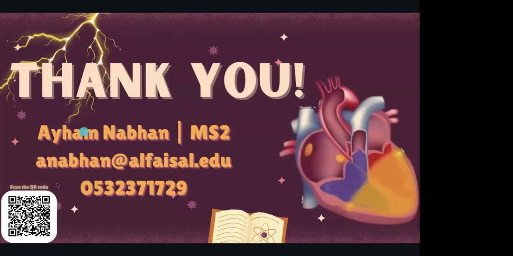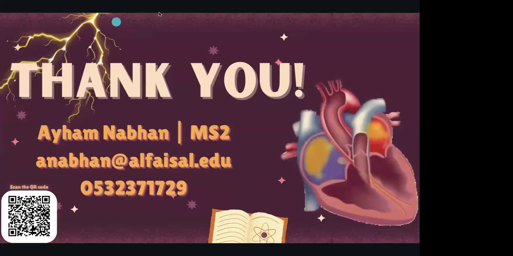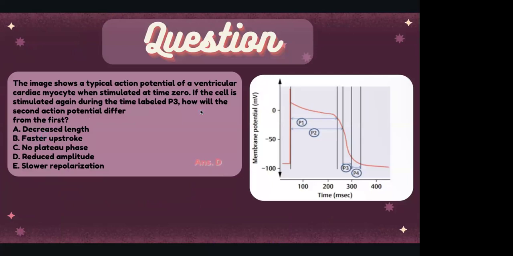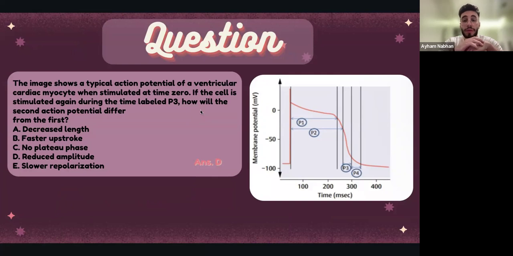Yes, I have a question. Yeah, sure. Could you go back to the question before, please? This one? Yes. What if the second stimulation was stronger than the first, not the same? Will it be a higher amplitude? No, it won't be a higher amplitude. It would be the same. We're going to have the same action potential, but with a decreased phase. So it would start again, okay?